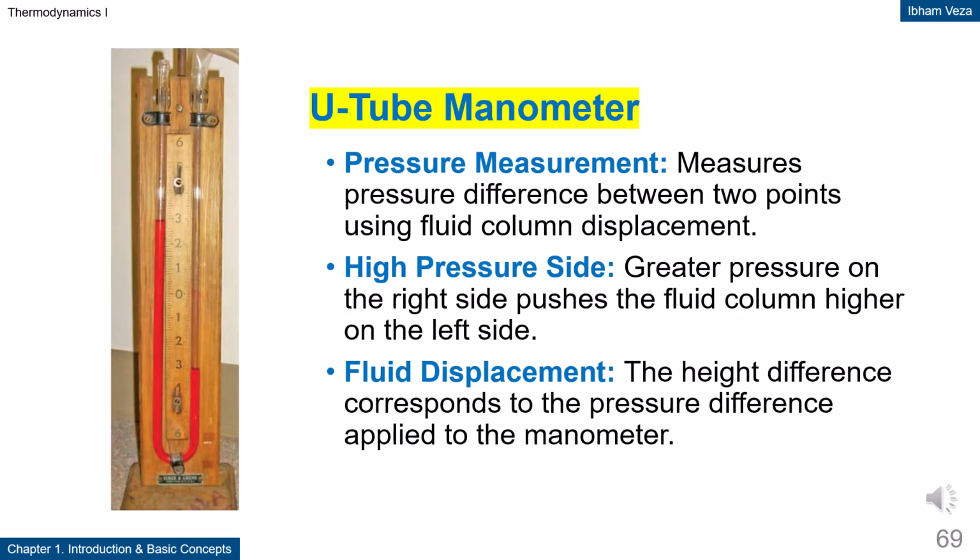U-tube manometer. A U-tube manometer is used to measure the pressure difference between 2 points. This pressure difference is indicated by the difference in fluid column heights. The side with higher pressure pushes the fluid toward the other side. The relationship between column height and pressure can be calculated directly. This instrument is simple but very accurate for differential pressure measurement.